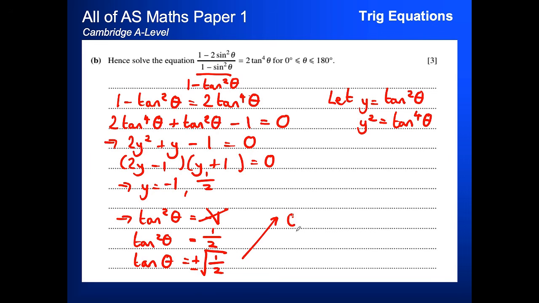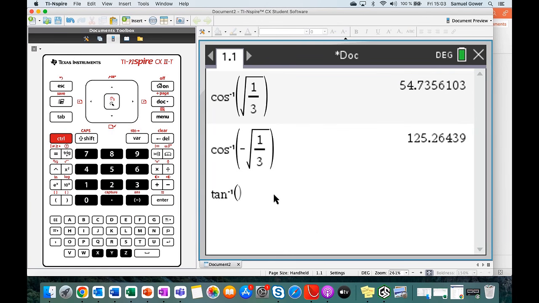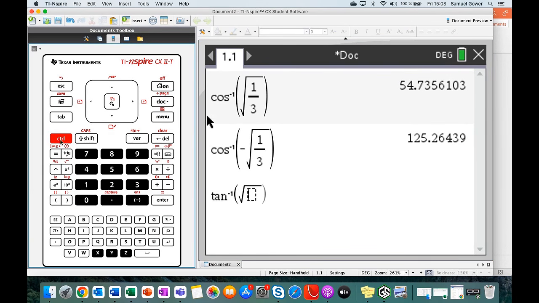So to find the final answers, we need to do theta is equal to tan inverse of the square root of a half and tan inverse of minus root of a half. This is where we go to our calculator and work out the answer. So we go to trig, and we're going to go tan inverse, and it's very similar to how we did the previous question. So we're going to write it in as 1 over 2.